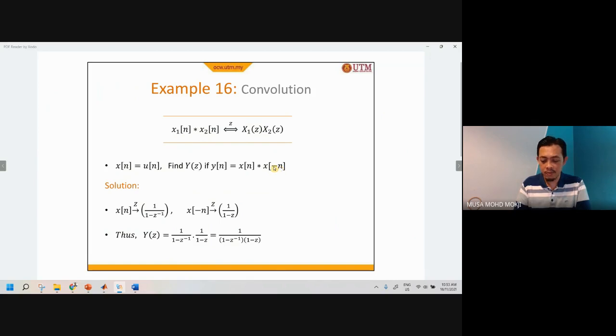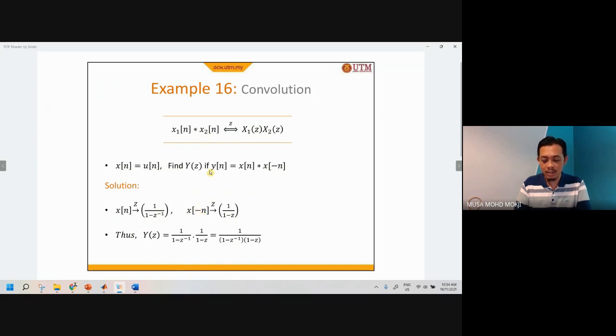Okay, so this is a time reversal. I didn't cover this one, but let's just assume that we have x[n]. After doing the transform, we get 1 over 1 minus z to the power of minus 1, and for x[-n] we get 1 over 1 minus z. Okay, so those are the two results of the Z transform.